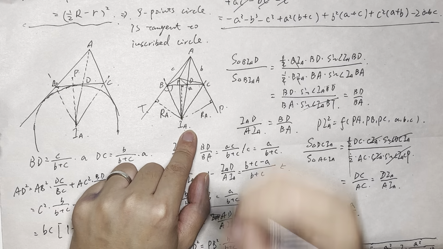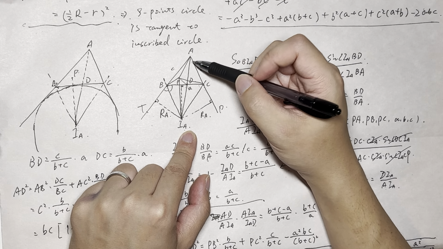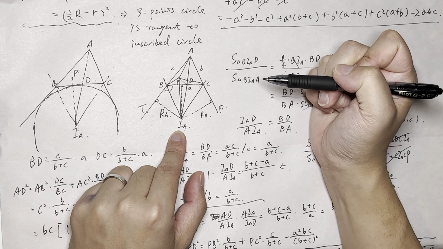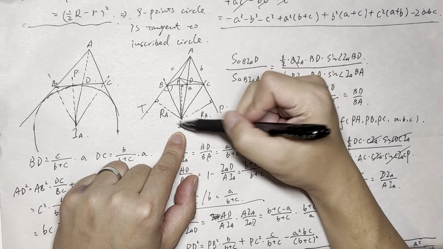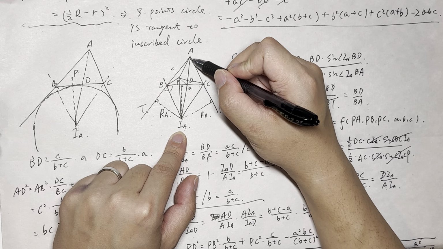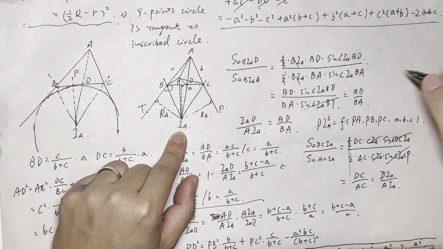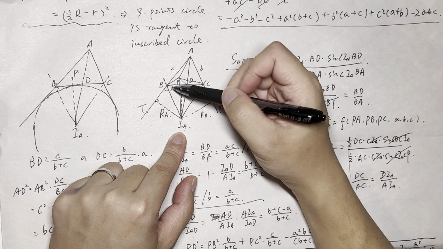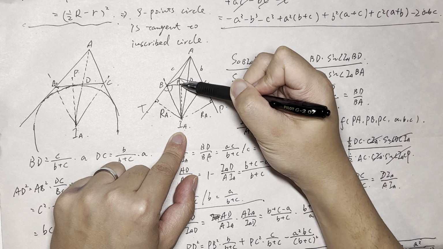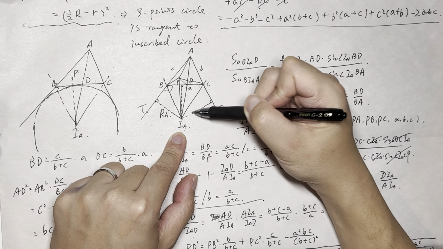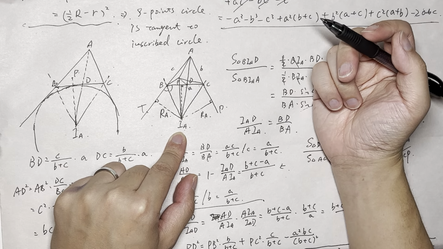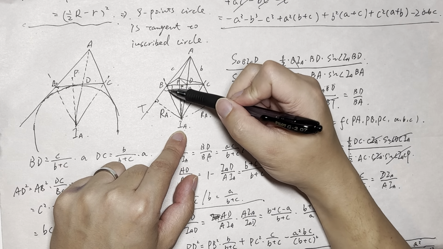So if we want to calculate the area of ATIAP, right? If we want to calculate the area, that would be the area of triangle ABC plus the area of this one plus the area of this one, right?